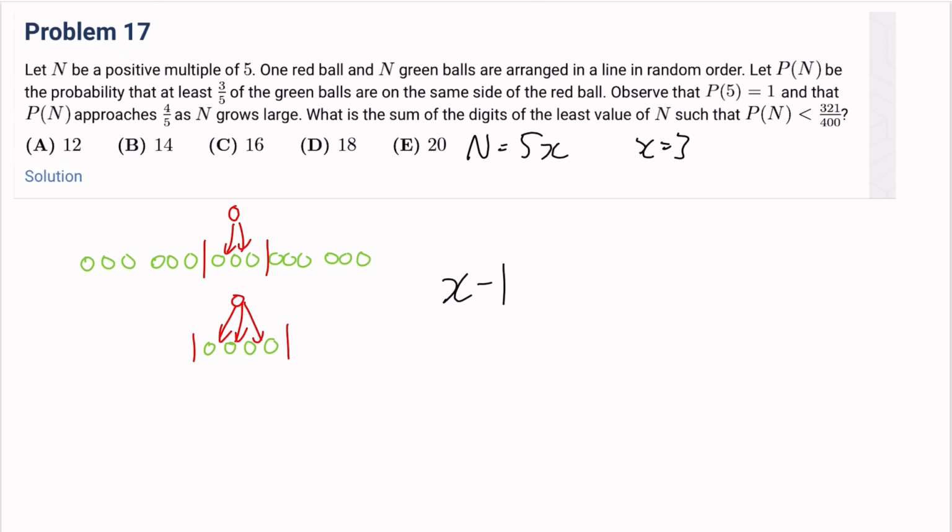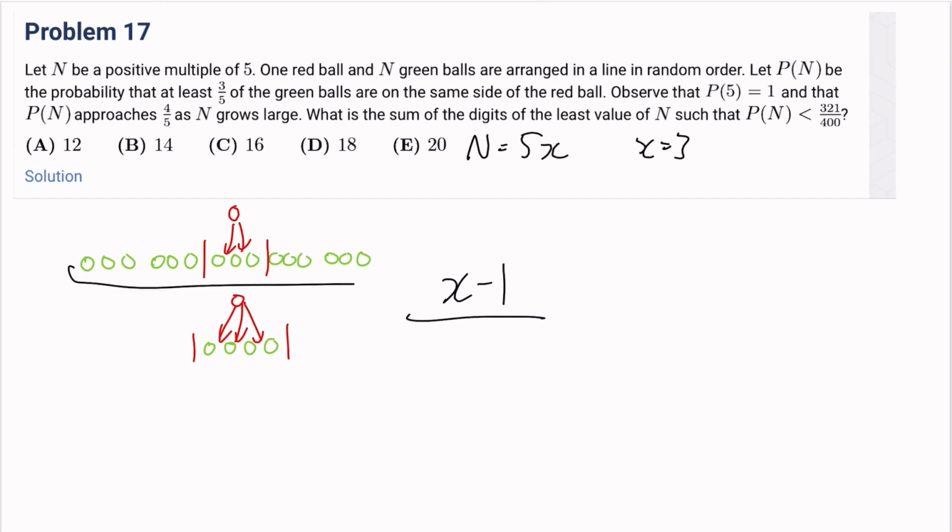So this is not Pn, so at least 3 over 5 of the green balls are not on the same side of the red ball, and so this is for that to happen, right? And so this is all over how many slots the red ball can go into in total.